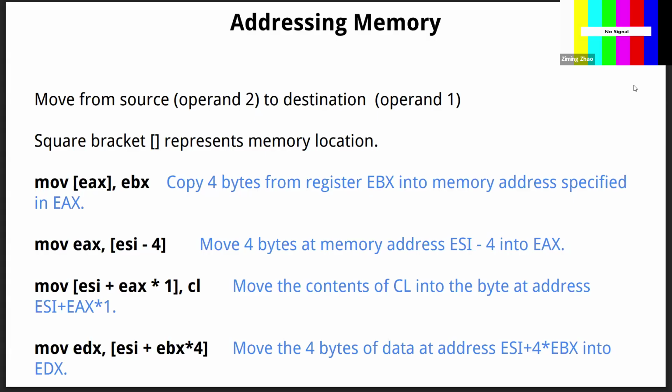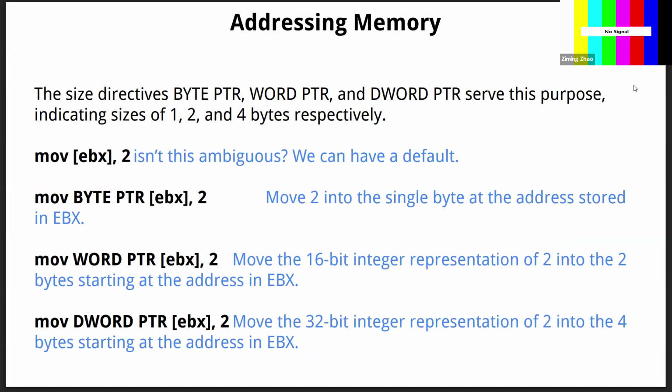Another example here: moving something from memory to the register EBX, and the memory is at ESI plus EBX times 4, and we move to EDX. So this is basically what you asked. Sometimes some instructions can be a little bit ambiguous. Let's say the first instruction: move to memory address EBX the immediate value 2. This instruction can be ambiguous, right? Why can this be ambiguous?